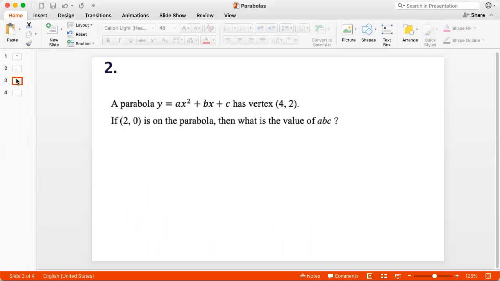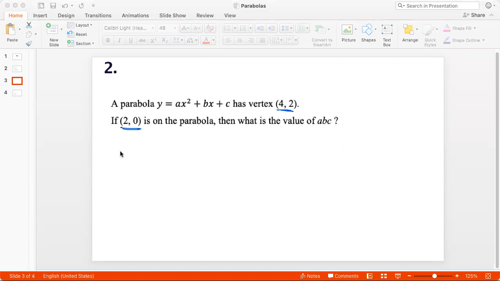Let's go to question 2. A parabola y = ax² + bx + c has vertex (4, 2). If (2, 0) is on the parabola, what is the value of a, b and c? So we have 2 points on the parabola. So we have (4, 2) and (2, 0). So we can definitely substitute them.